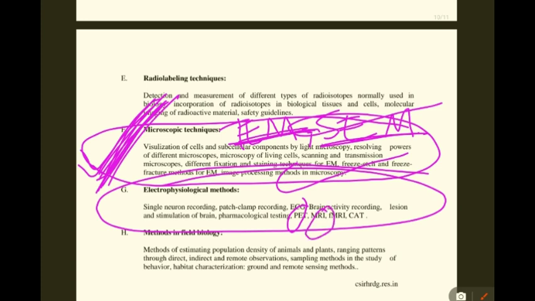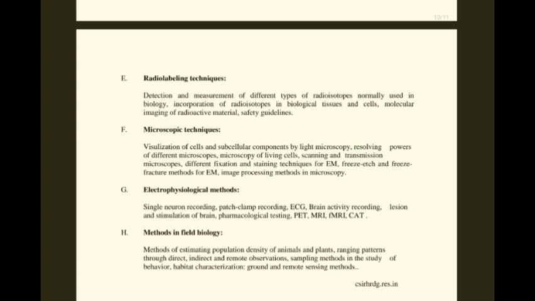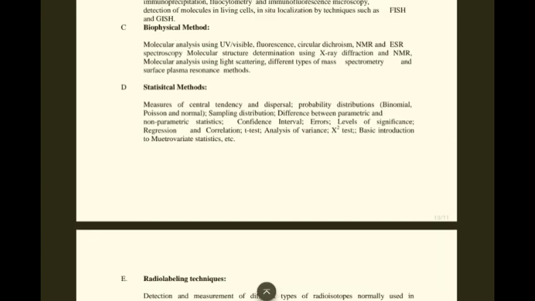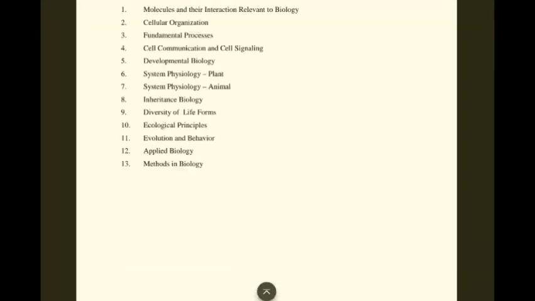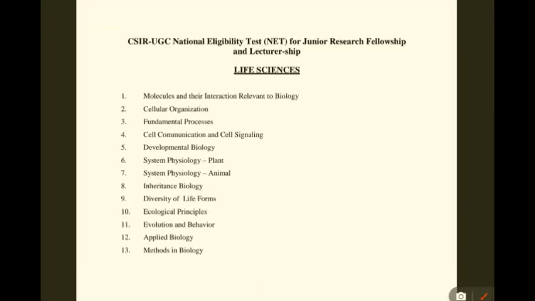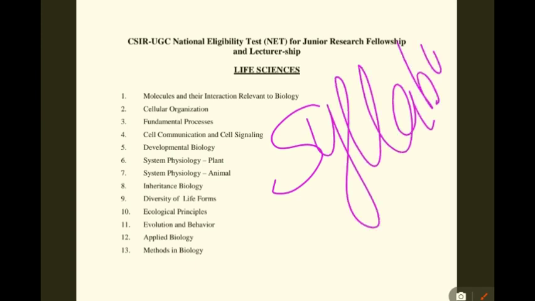MRI, CAT, all these things. Methods in field biology, mark and recapture technique, remote sensing technique, various sampling methods. All these things we will be dealing with in the 13th unit in the CSIR NET UGC examination. Overall, I have given a gist about the syllabus regarding the CSIR NET UGC Life Sciences examination.